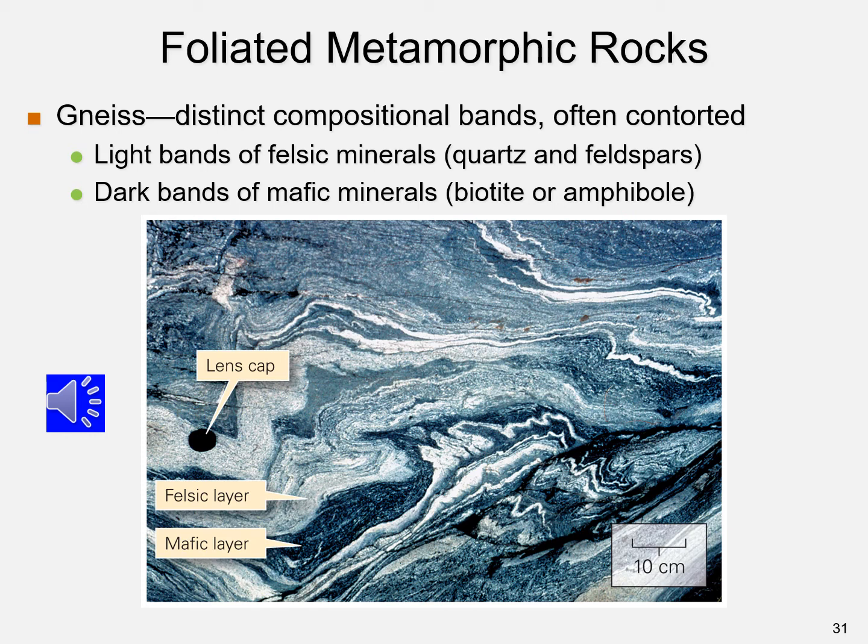The contrasting colors in gneiss represent contrasting mineral composition. Light-colored layers contain predominantly felsic minerals, such as quartz and feldspar, whereas dark-colored layers contain predominantly mafic minerals, such as amphiboles, pyroxenes, and biotite. If gneiss contains mica, the mica-rich layers typically display schistosity. Gneiss can form from either sedimentary or igneous protoliths.